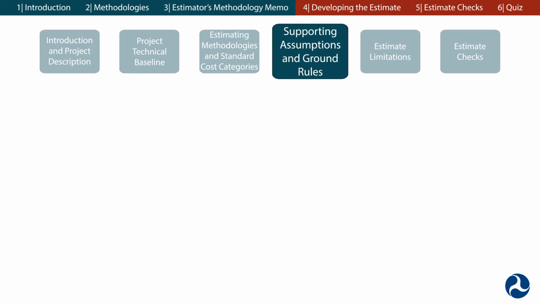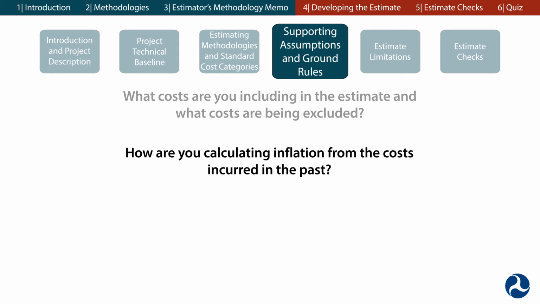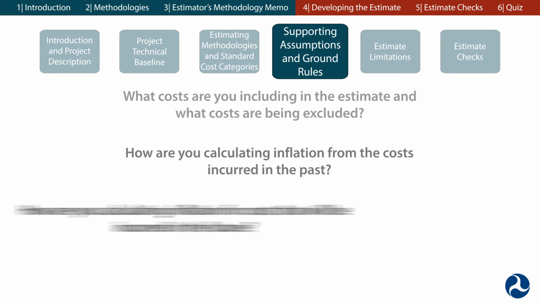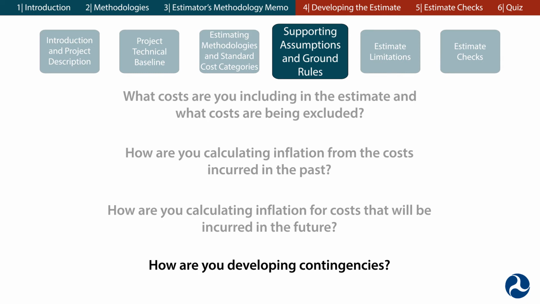The Supporting Assumptions and Ground Rules section should include information that answers the following questions. What costs are you including in the estimate, and what costs are being excluded? For example, costs covered by other agencies or partners. How are you calculating inflation from costs incurred in the past? How are you calculating inflation for costs that will be incurred in the future? How are you developing contingencies?